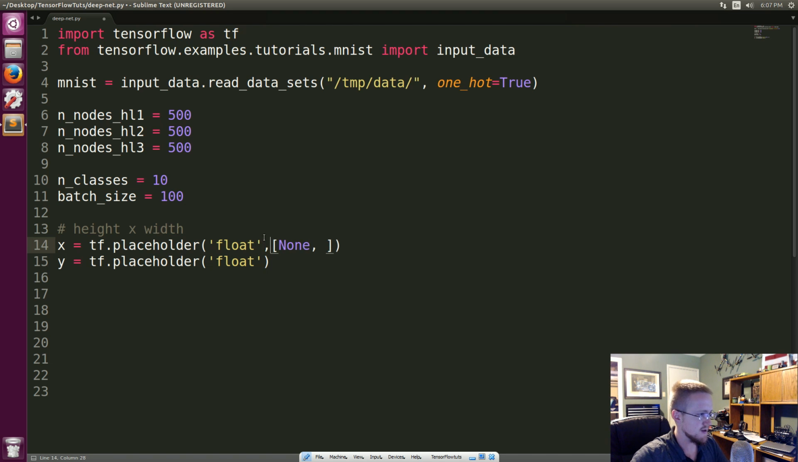This is a different parameter. Anyway, the second parameter here can be a shape. So none, and then it's 28 by 28, which we're going to just flatten out or squash out to be 784 pixels, or actually just 784 values.